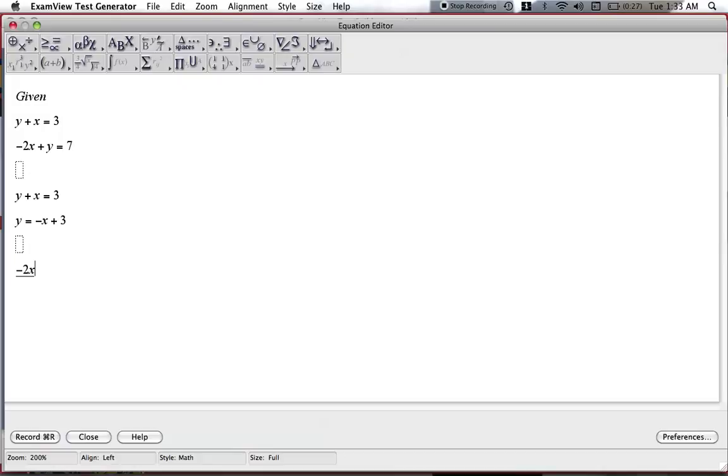So instead of negative 2x plus y equals 7, when we replace the y, we are left with negative 2x plus negative x plus 3 equals 7. I simply took this whole solution to y and inserted it here in the equation where the y was.